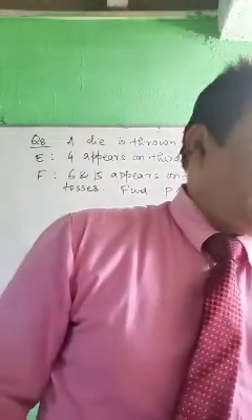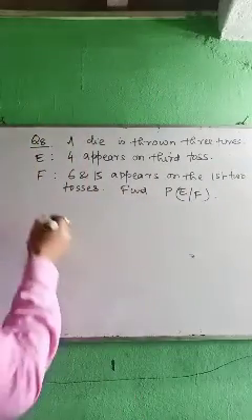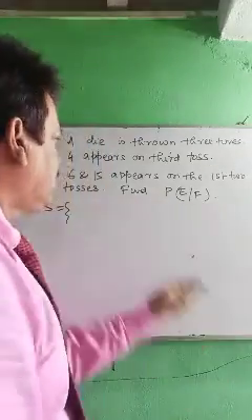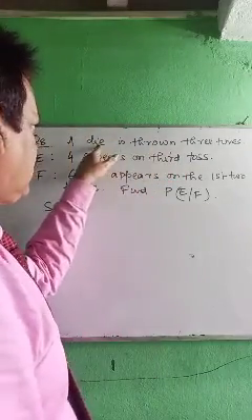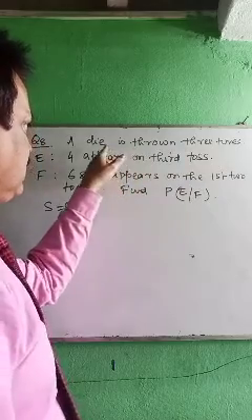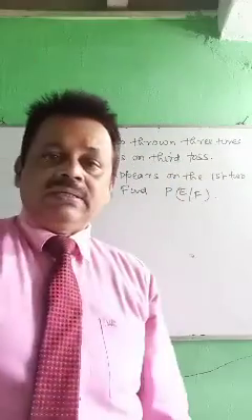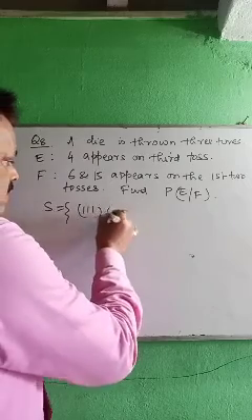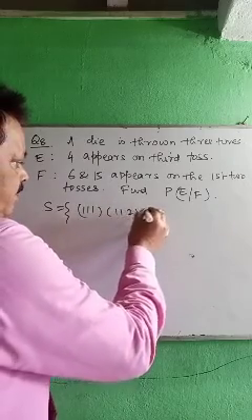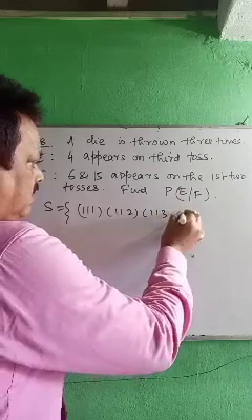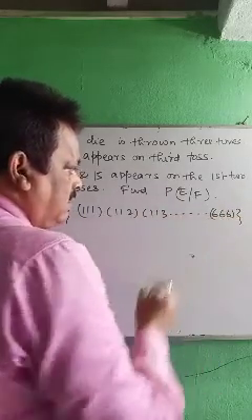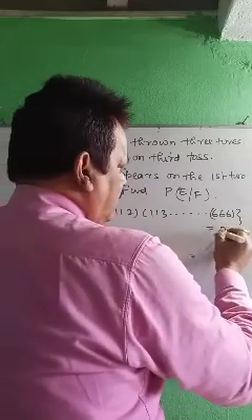First you see what is the sample space S. A die thrown 3 times or 3 dice thrown once is the same. The sample space will be 1 1 1, 1 1 2, 1 1 3 like this. The last one will be 6 6 6. So the total number of events is 216.